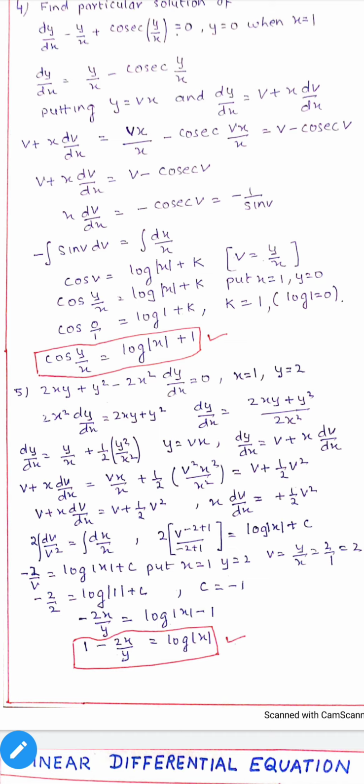So minus 2 upon y minus... 2x upon y is equal to log modulus x minus 1, or 1 minus 2x upon y is equal to log modulus x is the solution.